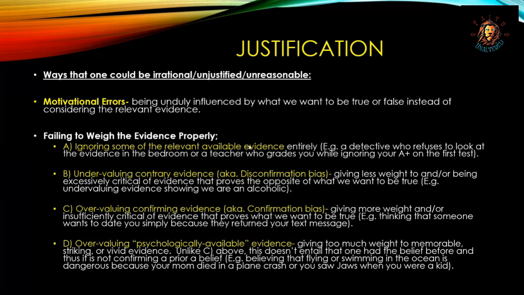But there's also a second way that people are irrational and unjustified in their beliefs. And that's through a failure to weigh the evidence properly. And there are at least 4 ways of doing this. So the first is to just straight up ignore some of the relevant available evidence. So here's an example, right? Let's say you're a detective and you're investigating a murder. You look at all of the evidence in the living room where the body is, but you totally neglect to look at the stairs or in the hallway or in the bedroom. And unbeknownst to you, there's relevant available evidence there, because the murder started in the bedroom and they dragged the body all the way down.